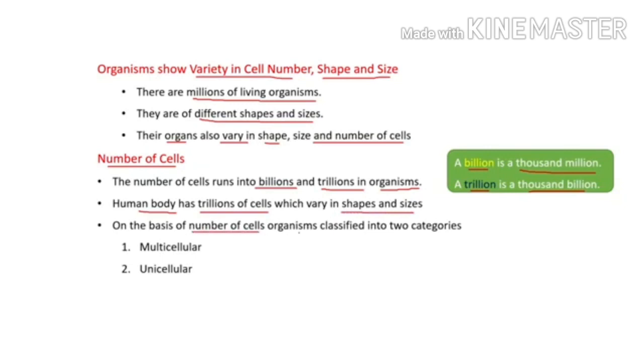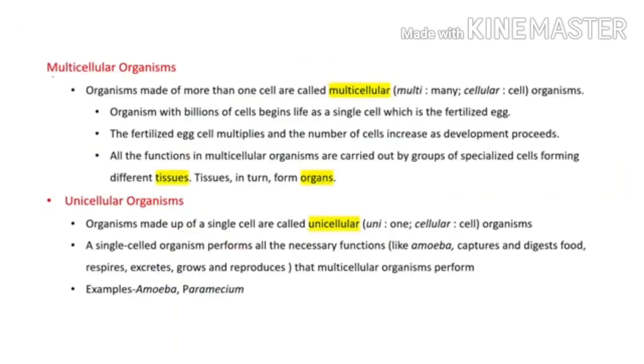On the basis of the number of cells, the organisms can be classified into two categories, multicellular and unicellular. Multicellular organisms are the organisms made up of more than one cell. Multi means many and cellular means cell. Organisms with billions of cells begin life as a single cell, which is the fertilized egg. Right, students?